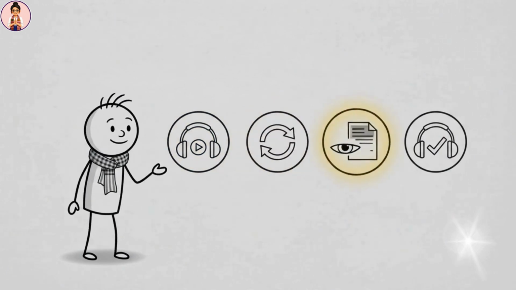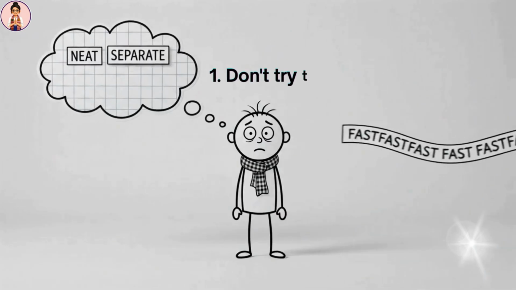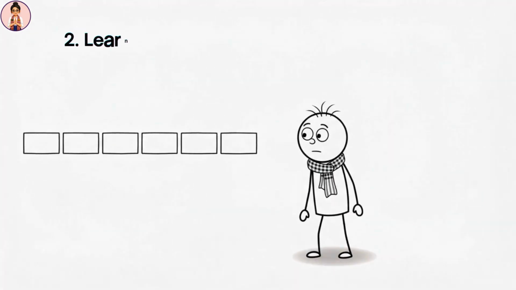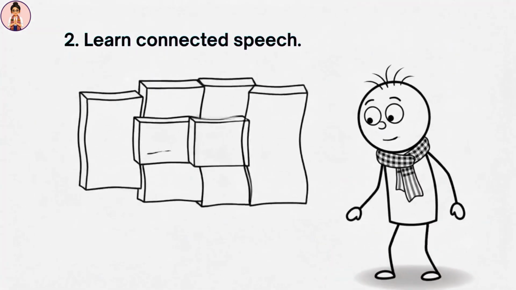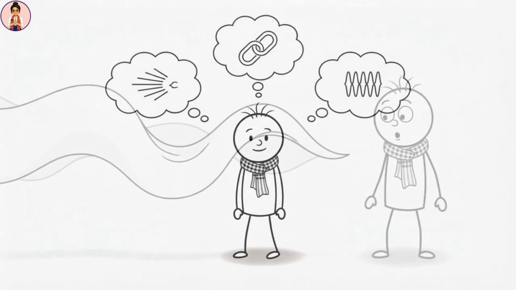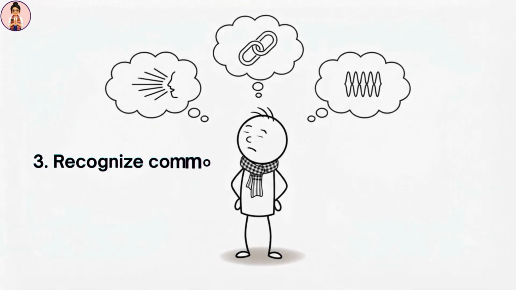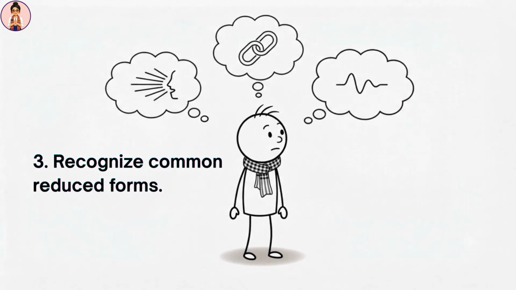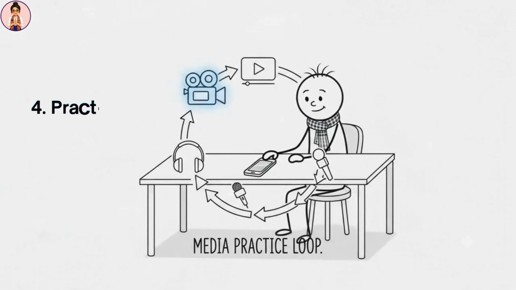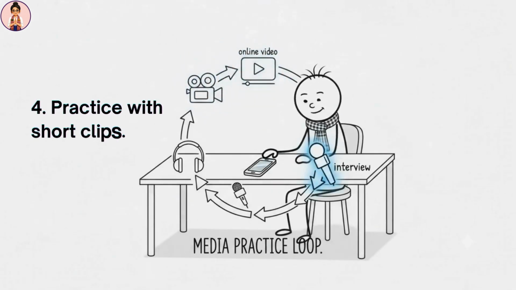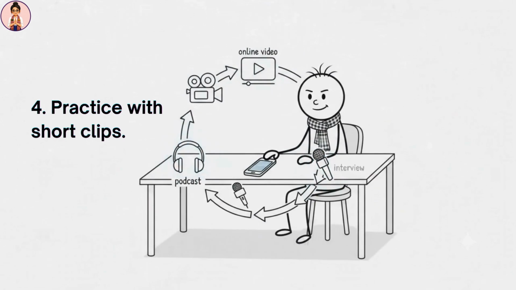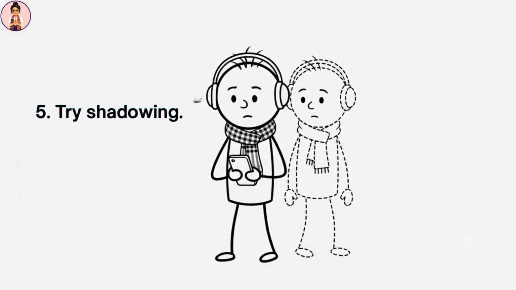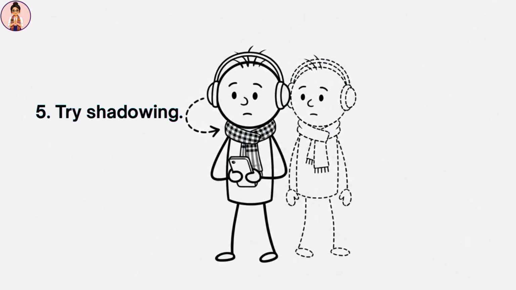Now let's quickly review. Number 1. Don't try to hear every word. Focus on the keywords. Number 2. Learn connected speech. Words often flow together. Number 3. Recognize common reduced forms, like gonna and wanna. Number 4. Practice with short clips. Listen, repeat, check. Listen again. And number 5. Try shadowing. Copy the speaker's rhythm, stress, and pronunciation.